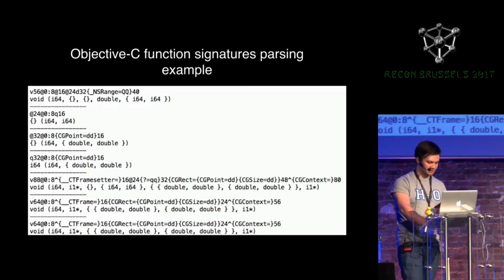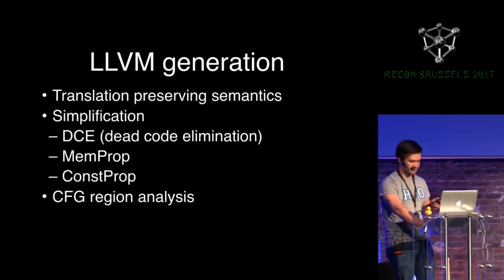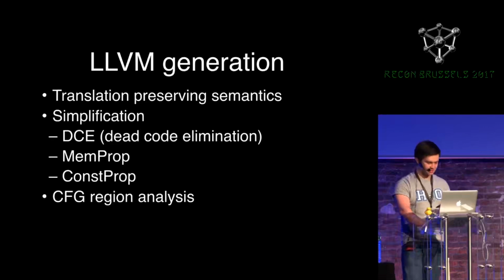Moreover, the function signature information for Objective-C methods is encoded in the binary, so it can be recovered and propagated during type recovery. Based on the obtained information, we generate an intermediate representation that preserves the semantics of a given program. The obtained model is optimized for further analysis. For example, we remove dead code and run constant propagation passes, which is very useful when analyzing the function arguments.